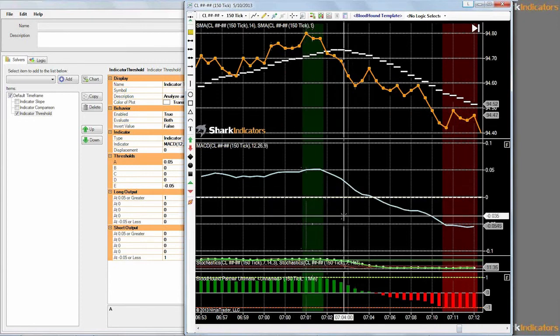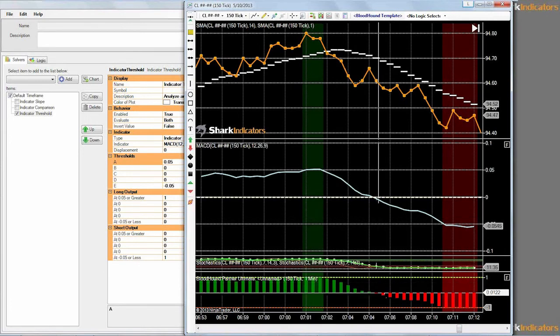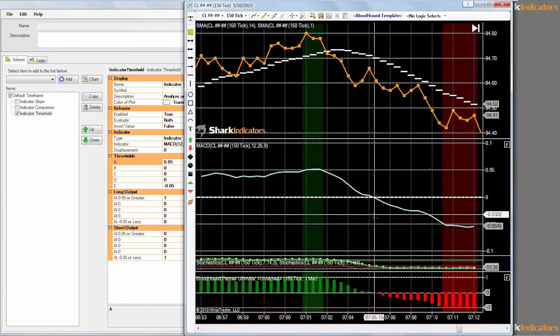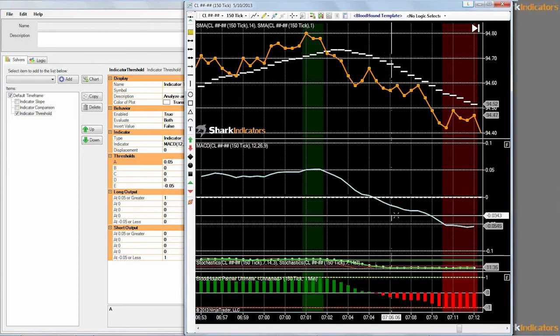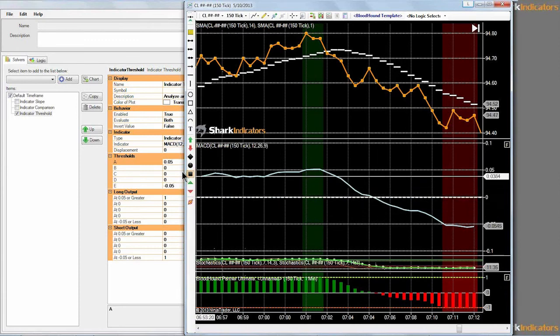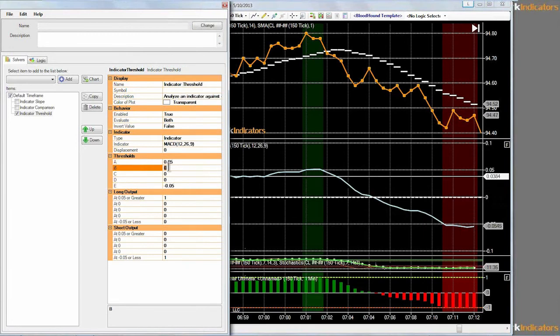All right, so if you are interested in using the fuzzy logic, but you don't want to give your system this much leeway, you're really not interested when the MACD is near the zero line, then we can build in some constraints here. So let's put 0.04 and negative 0.04.